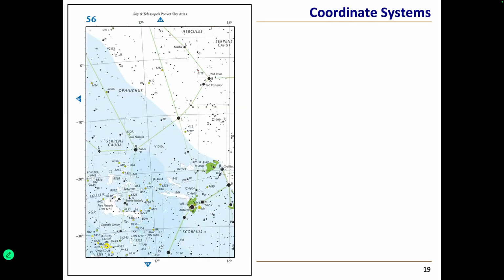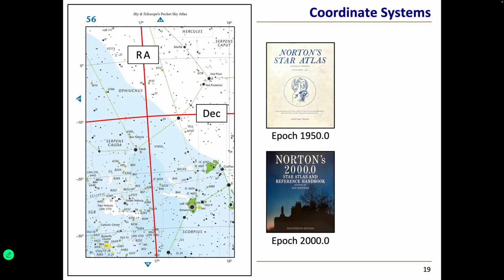If we think of a star atlas like this, the stars are all positioned relative to a coordinate system of right ascension and declination. So if we were interested in the coordinates of any of these stars, we could simply read them off from the axes and the grid that we see in the background there. But if you think about star atlases, for instance, here's Norton Star Atlas 1950 and Norton's 2000. These are not the publication dates of the atlas. They are the dates at which the coordinates of the stars are specified or mapped out or printed.